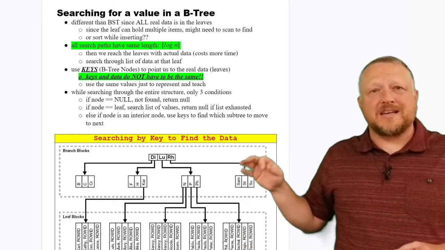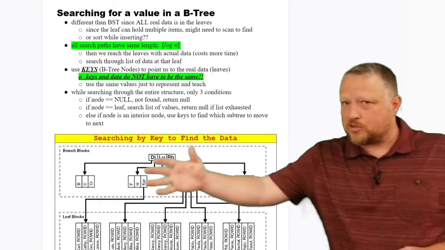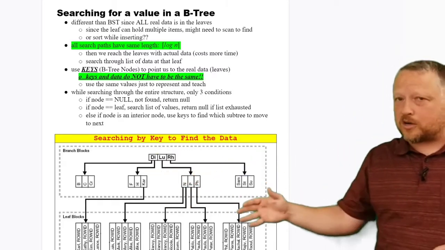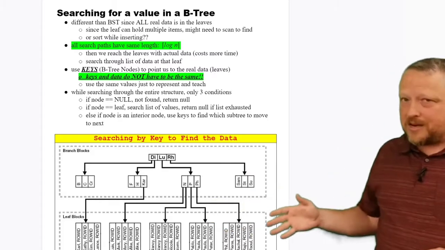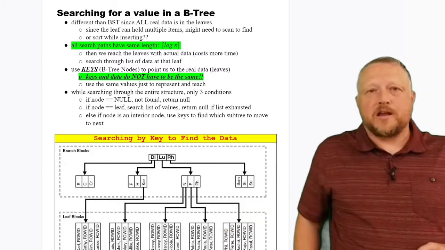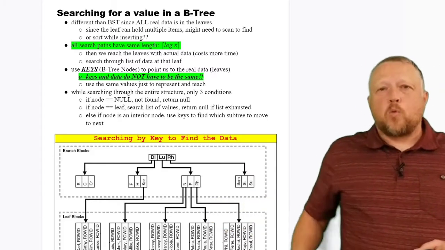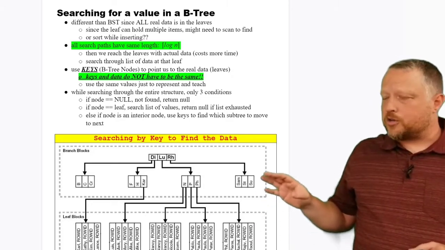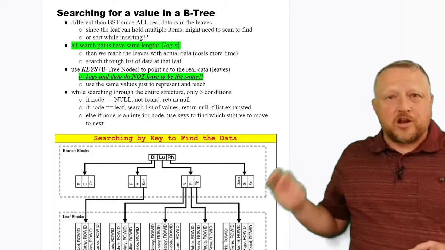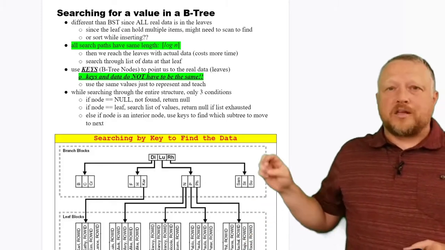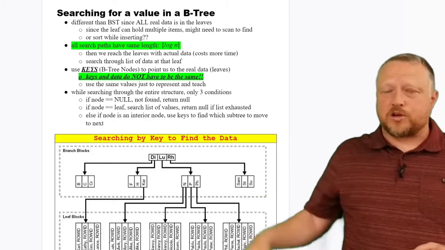Also remember that the keys, the directional set that we have, the keys are the ones that are going to be really helping us figure out where to go in the disk to actually find the data. And then while we're searching through the structure itself, there's only three conditions that are really going to happen. If a node happens to be null, then it's not found and we return the null.